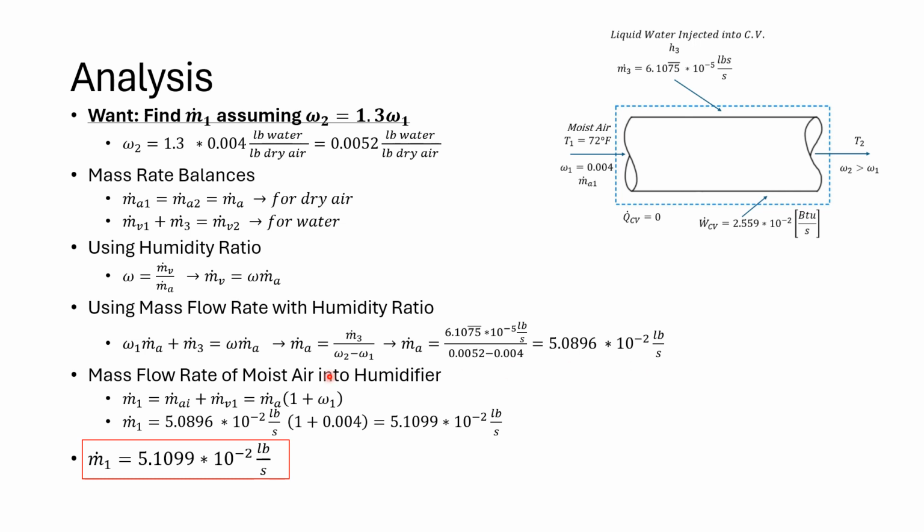The next step is using the mass flow rate of the moist air into the humidifier. This can be seen here, and plugging in the value that we found up here for the mass flow rate of the dry air, we can find m dot 1, which is about 5.1099 times 10 to the negative 2 pounds per second.